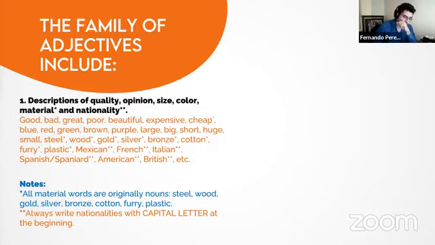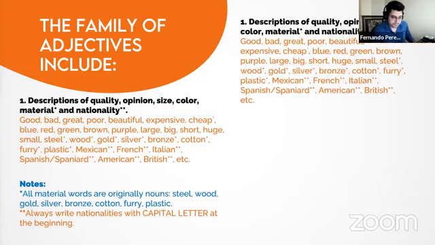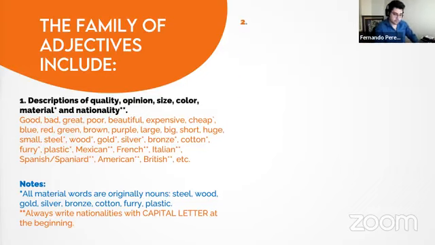What else goes in the family of adjectives? The family of adjectives also includes articles. What are the articles? Do you remember? We have three. We saw it this month. A, an, the. Excellent. These words are included as adjectives. Okay?